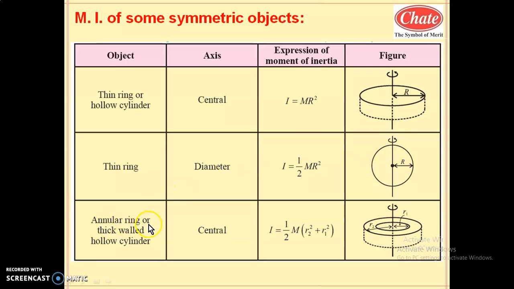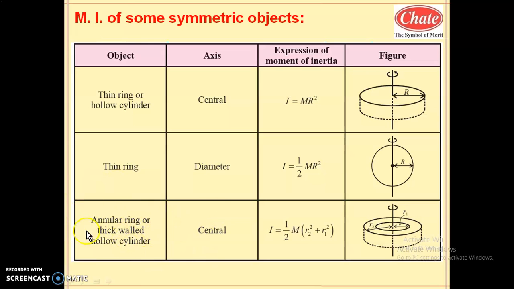Now the annular ring, having some hollow portion in it and having sufficiently large thickness. The difference between the ring and the annular ring is, for the ring we are considering one radius, for the annular ring we are considering two radii. R1 is the inner radius and R2 is the outer radius, and it has some thickness, that is R2 minus R1 is the thickness. So annular ring or thick-walled hollow cylinder, because the difference between this annular ring and this thick-walled hollow cylinder is of thickness, moment of inertia does not depend upon thickness.